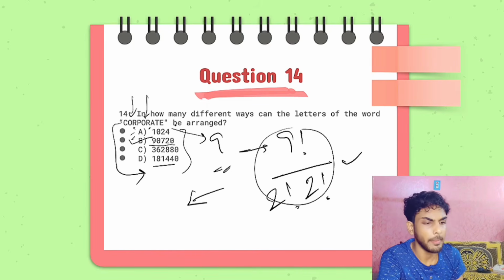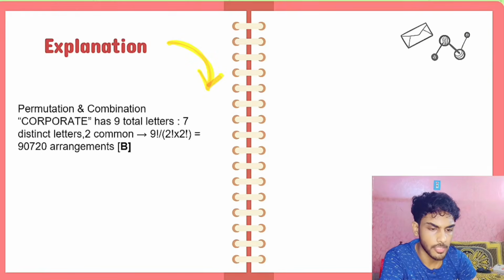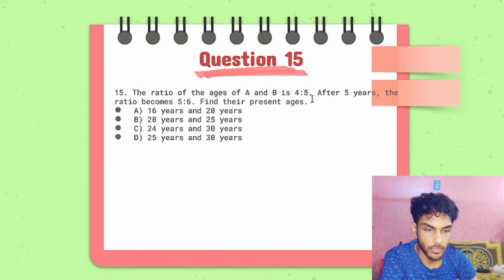This is the main thing. Maybe they won't be giving such large digits. Maybe they will just give a form like this to find the answer. Right, this is the answer. I hope I am very clear. Let's go to the next question, and this is the last question. Oh, here the solution is also given.